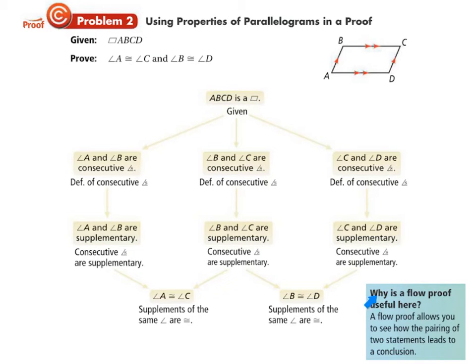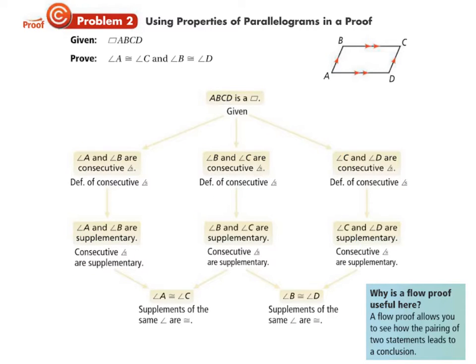Okay, so first of all, the note here says, why use a flow proof here? And it just allows you to see the pairing of the statements. So watch what the statement is. We know, given, that ABCD is a parallelogram. So what do we know from that fact? We know that angle A and angle B are consecutive angles, angles B and C are consecutive angles, and angles C and D are consecutive angles. Now from there, we know that they are supplementary because consecutive angles are supplementary. Each one of those pairs is supplementary.